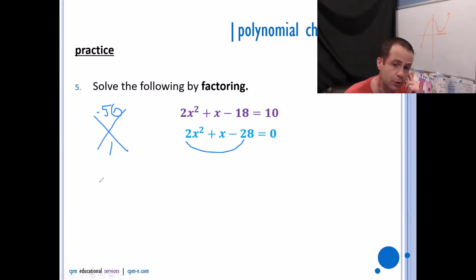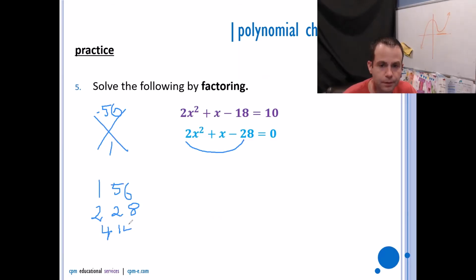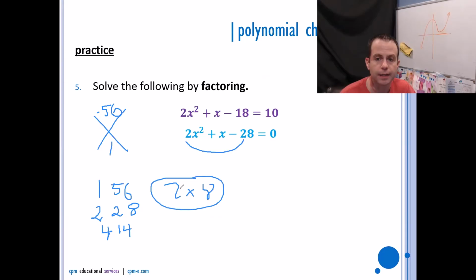So you just go through your factors of 56. I have 1 times 56, that's not going to work. 2 times 28, 3 times nothing, 56 divided by 4 is 14, so 4 times 14, 5 times nothing, 6 times nothing, 7 times 8, there we go. Okay, that one works. And I just make my 7 be negative, okay? Negative 7 times 8 is negative 56, and negative 7 plus 8 is 1.